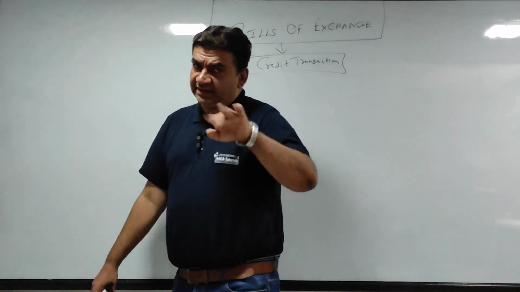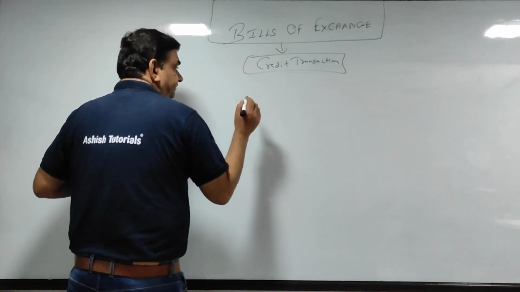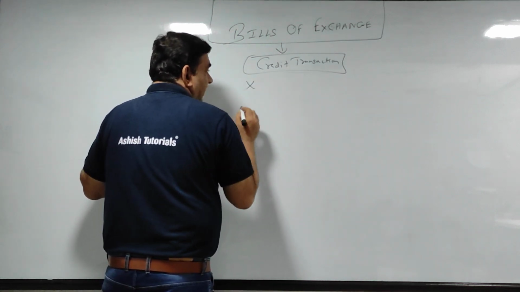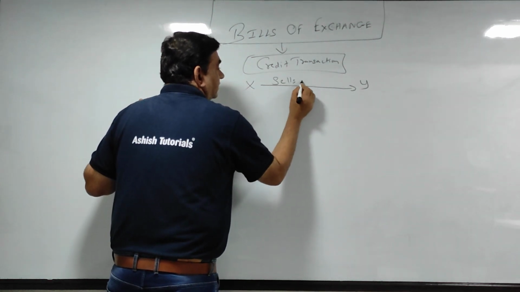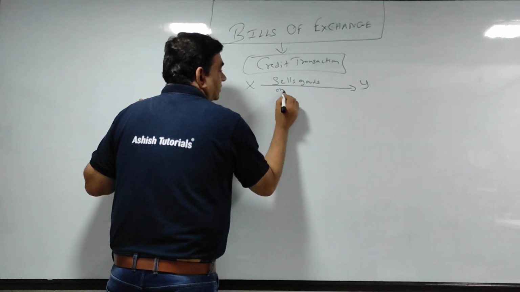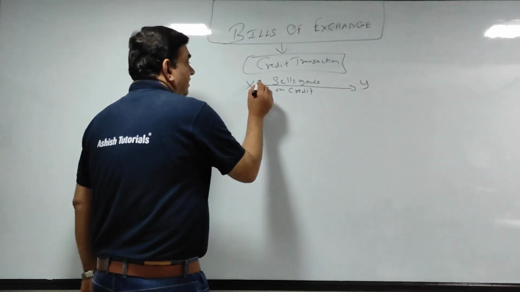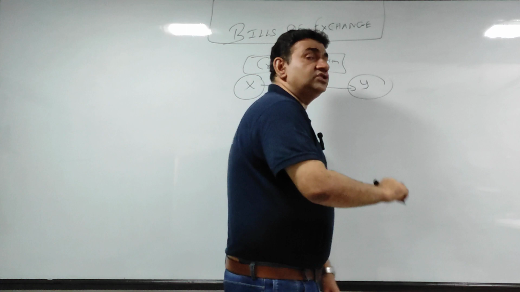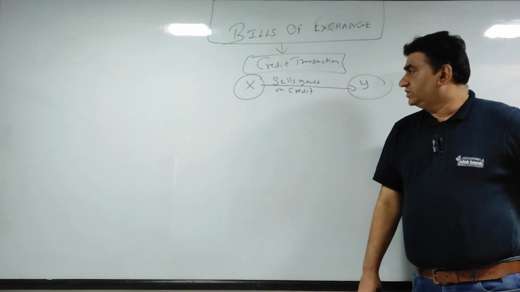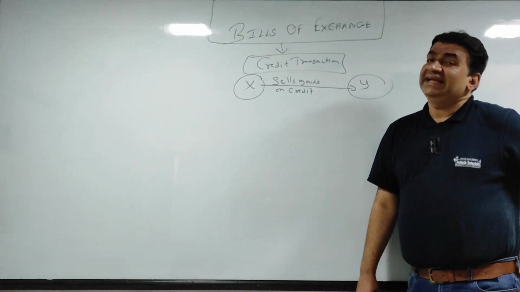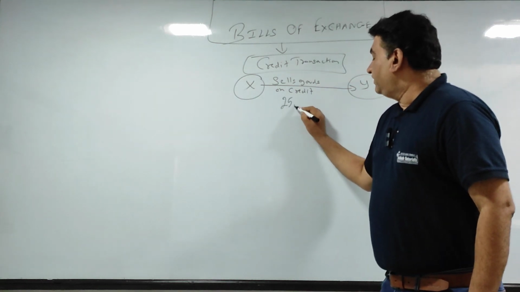Okay, now let's see this example. I'm going to give you a similar example in the next class also when it comes to accounting, but understand this. There is Mr. X, who sells goods on credit to Y. Mr. X is selling goods to Mr. Y on credit. Say for example, the amount is 25,000.